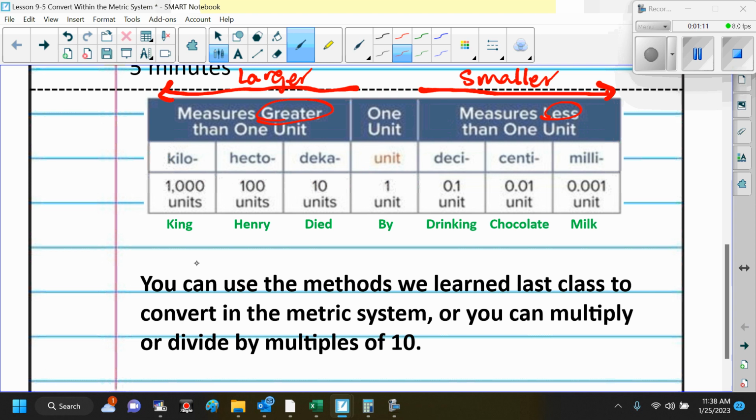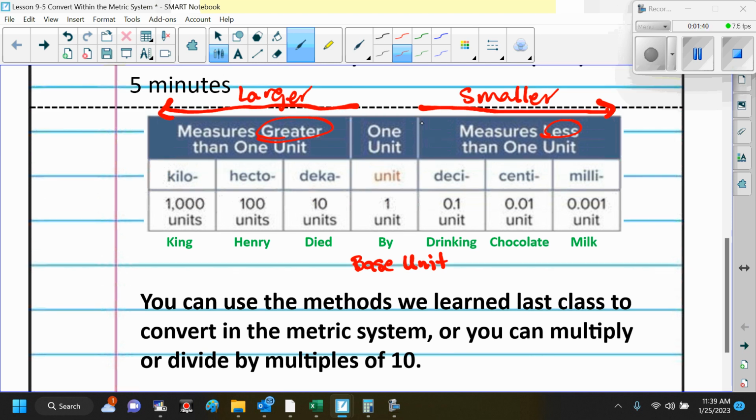Now, down here, there's a little sentence to help you remember the order. Have you guys seen that before? Yeah. So here it says, King Henry died by drinking chocolate milk. The B, that's the unit. This is the base unit, okay? And that base unit is liters. That would be liters, meters, grams, and that's it.